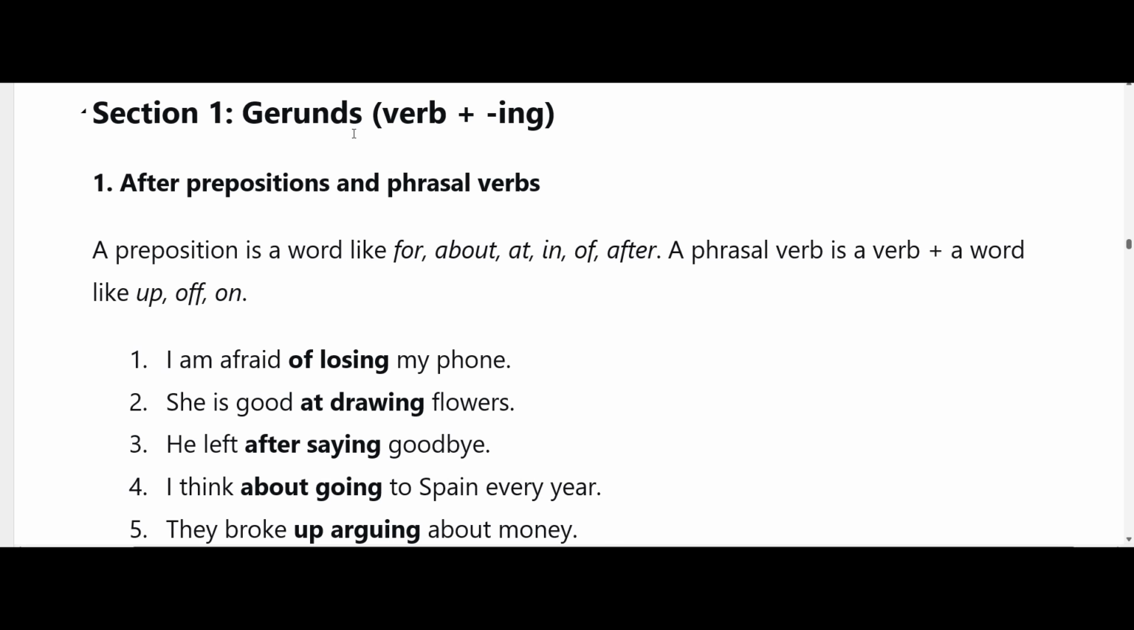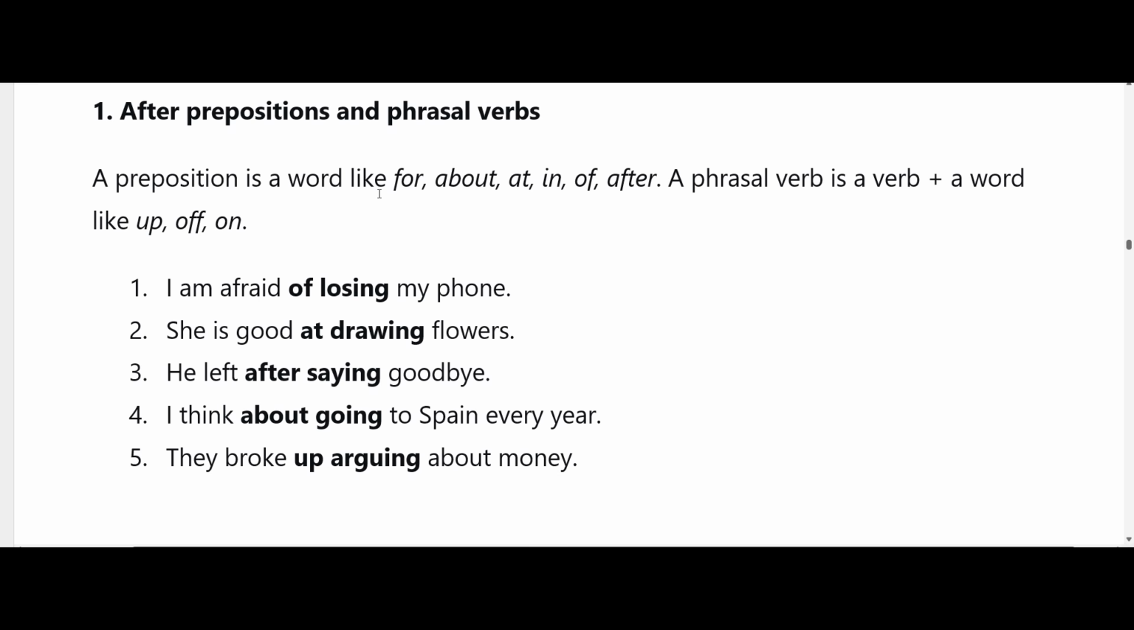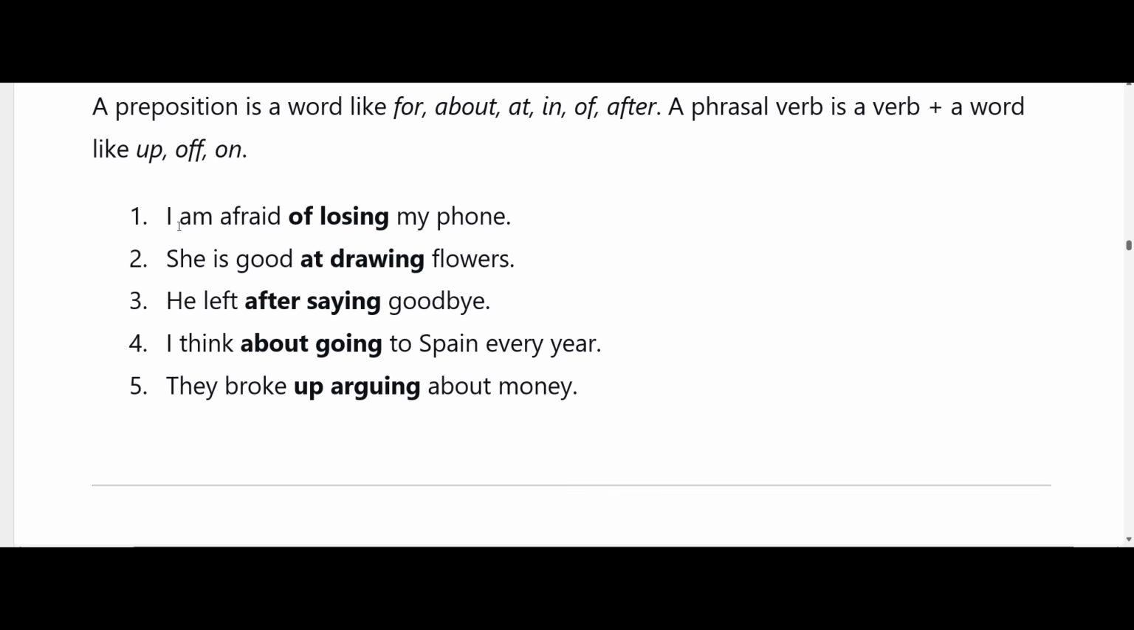Section 1. Gerunds, verb plus ing. 1. After prepositions and phrasal verbs. A preposition is a word like for, about, at, in, of, after, and so on. A phrasal verb is a verb plus a word like up, off, on, and so on. So, examples. I'm afraid of losing my phone. She is good at drawing flowers. He left after saying goodbye. I think about going to Spain every year. They broke up arguing about money.